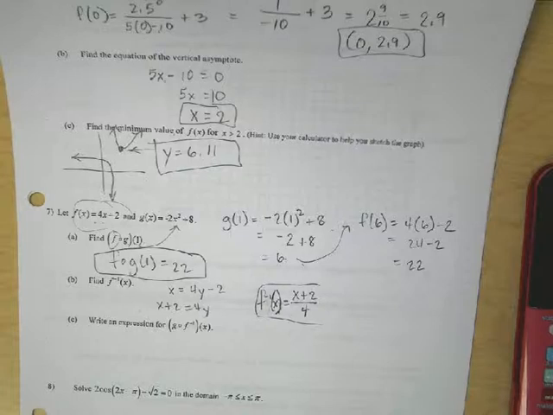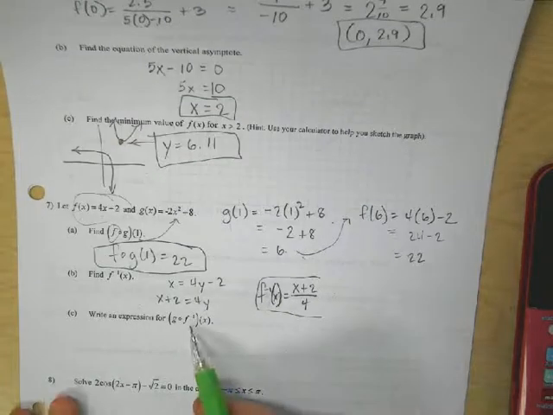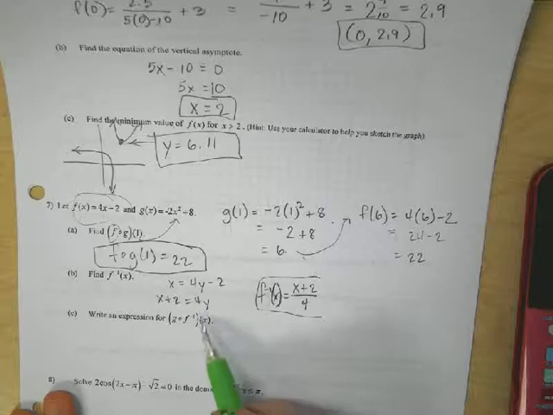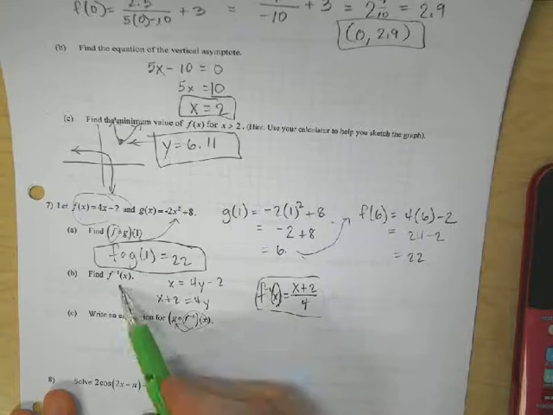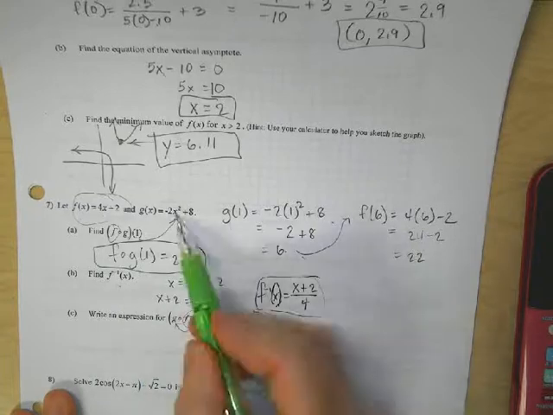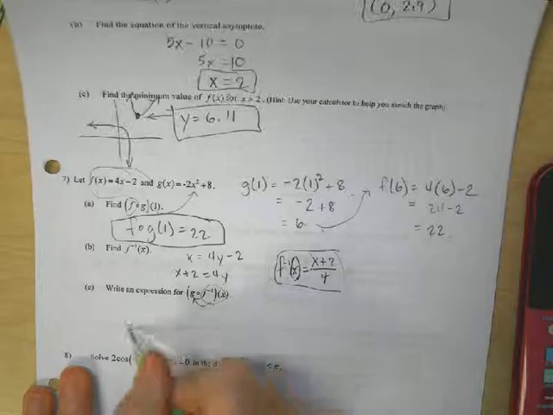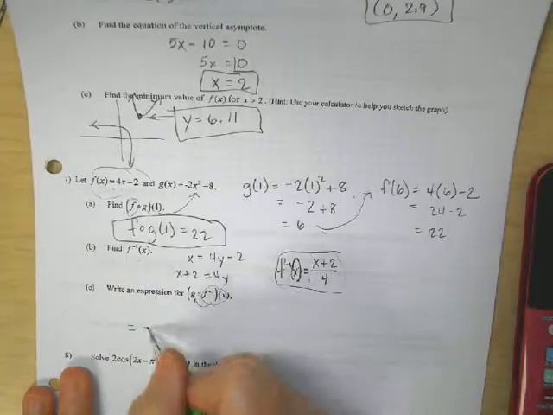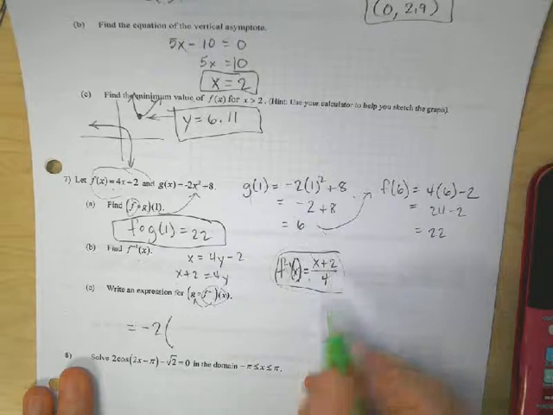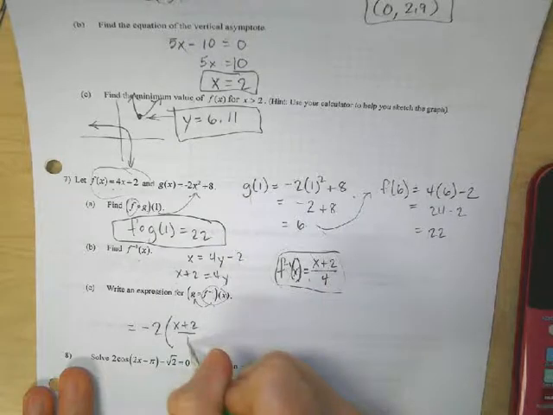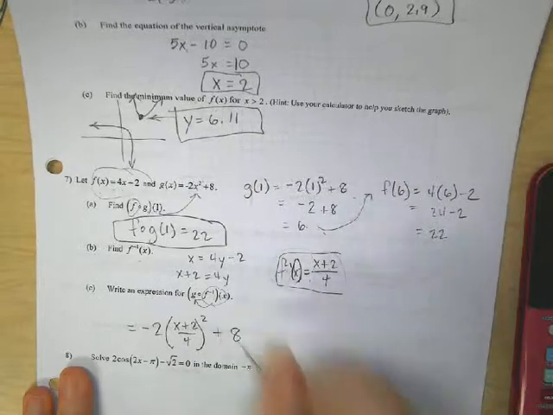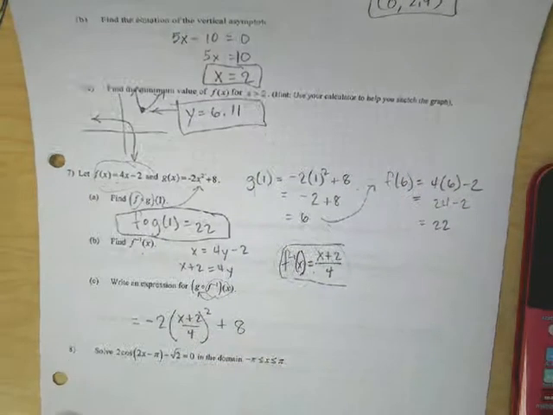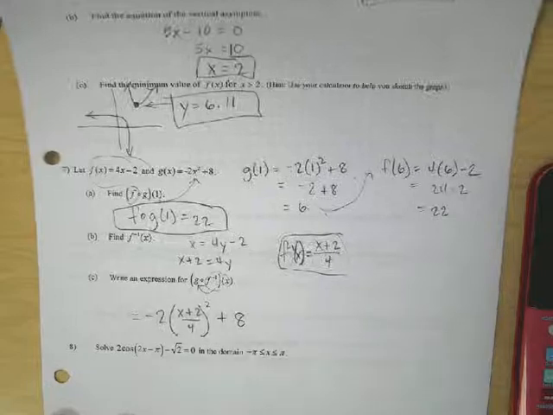Okay, the next one, g of f negative 1 of x. So I'm going to take that f negative 1 and put it inside of g. So here's my f negative 1. I'm going to plug it in for the x in the g function. So I'm going to write negative 2, and then where the x is, I'm going to plug in this whole thing, x plus 2 over 4, and then that's squared plus 8. And that's it. You don't have to simplify it. You can just leave it like that, because it just says write an expression. It doesn't say it has to be simplified. So I'm good. All right, next question.